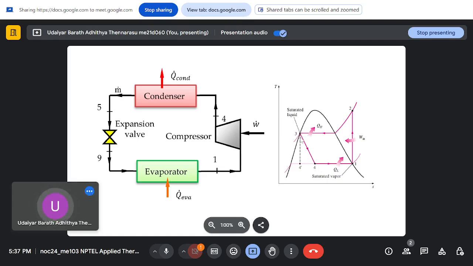So you are using an orifice or valve or a capillary tube in this case, and that gives you an isenthalpic process. So your process comes to be isentropic compression, then isobaric heat rejection, then an isenthalpic process, and then isobaric heat addition. So this is how the cycle for a VCRS looks. In this case, you have a mechanical compressor which is doing the work.